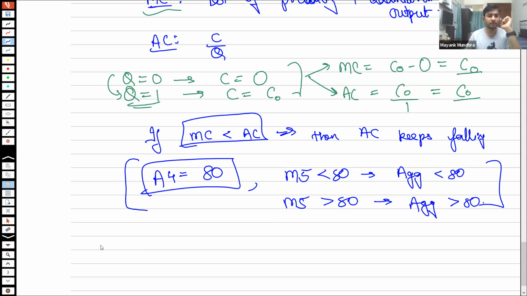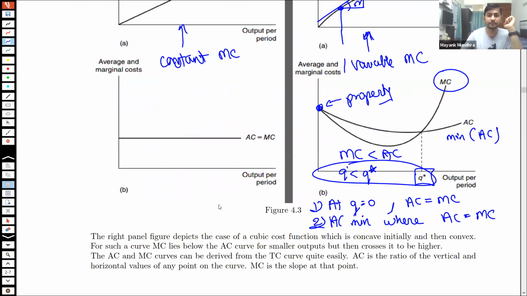Is this part clear to everyone? Yes, sir. Okay. So now that we understand this, I want to look at this particular graph.